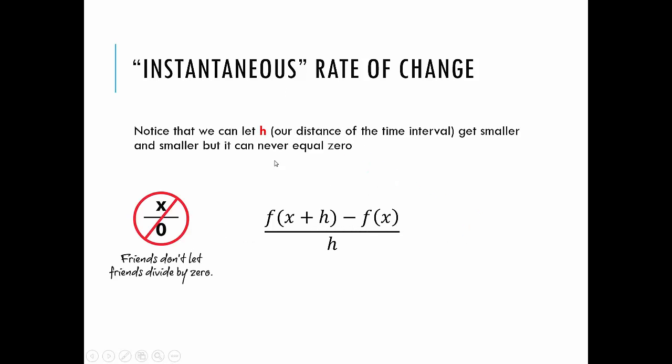And once again, I'm letting my distance approach 0. It's getting smaller and smaller and smaller, but it can never equal 0. But if you notice, this is still the slope formula. Nothing's changed.